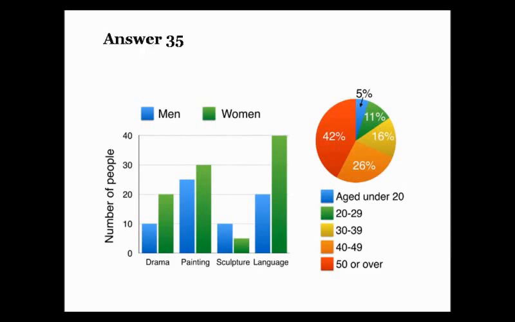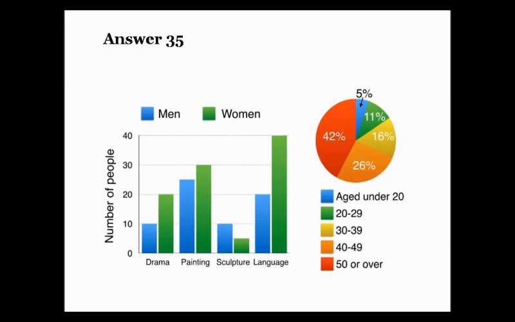The graph gives information about the number of people for different activities. To begin with, we can see that for men, the largest figure can be found in painting, which is 25, while the smallest figure can be found in drama and sculpture, which is 10. According to the graph, for women, the largest figure can be found in language, which is 40, and the smallest figure can be found in sculpture, which is 5.